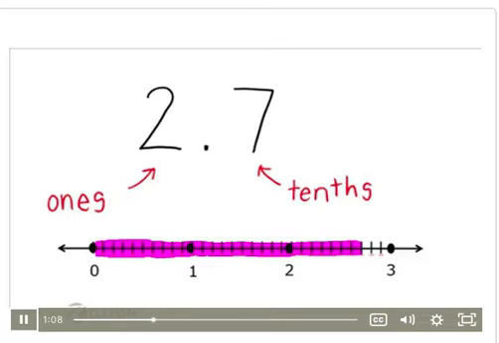You know that this is how it would look on a number line. We have 2 ones, or 2 complete wholes, 1, 2. And then 7 of the 10 equal parts are shaded in of the next whole. Sometimes values continue on after the tenths place in a decimal. That's what we're going to talk about next.